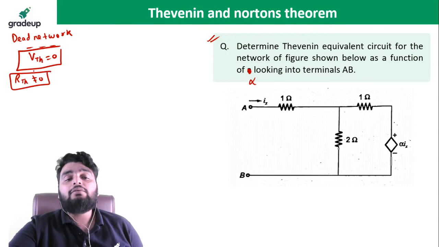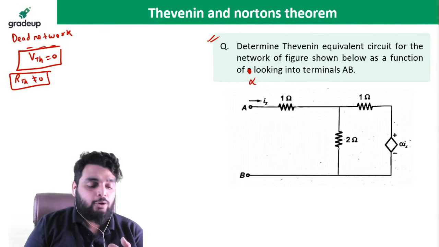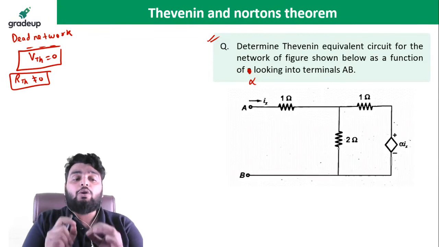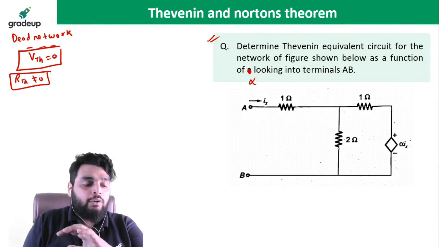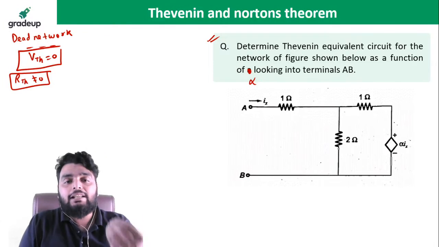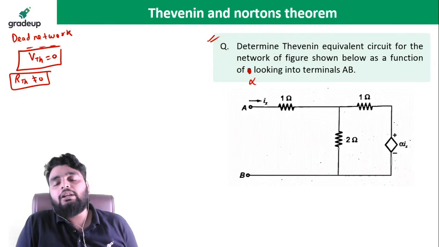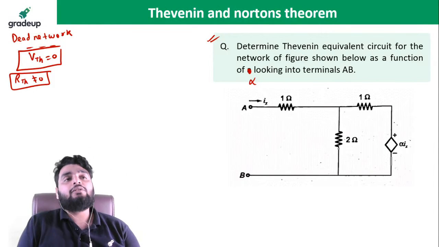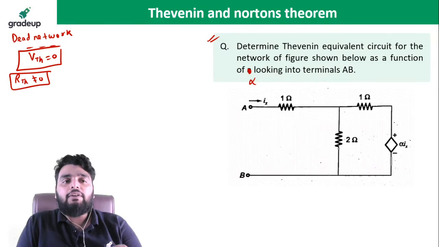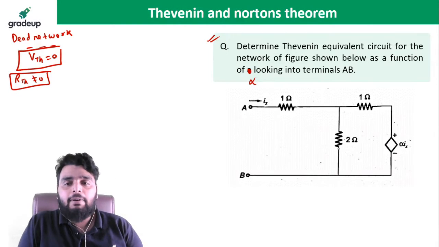Why? Because when you find RTH using case 1 or case 2, you are going to deactivate the independent source. So RTH does not depend on the independent source, but VTH depends on an independent source. So whenever you get a network in which there is no independent source, the VTH is going to be 0. One point you need to remember here.